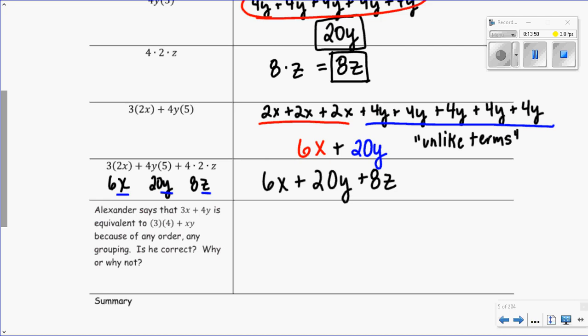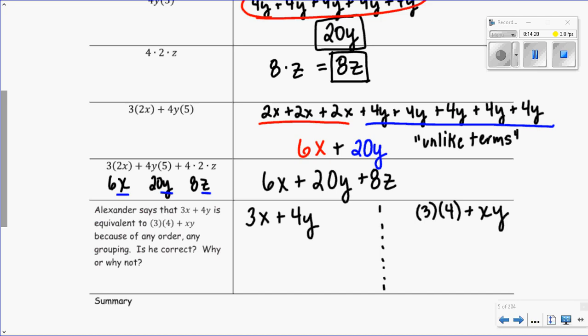Okay, Alexander says that 3x plus 4y is equivalent to 3 times 4 plus x times y because of any order, any grouping. Is he correct? Why or why not? Well, what I love to do on these things is I like to come up with actual numbers for those and compare them. So let's write 3x plus 4y over on the left side. And then let's write 3 times 4 plus xy.